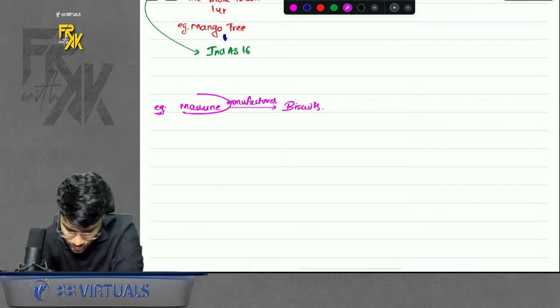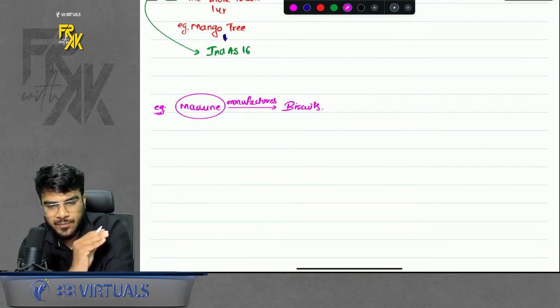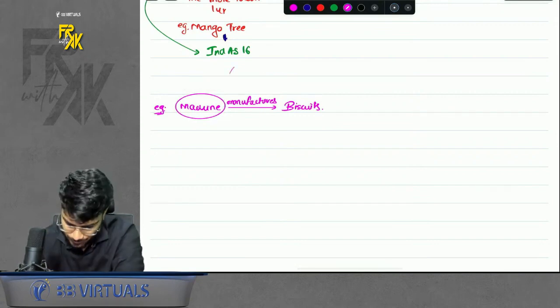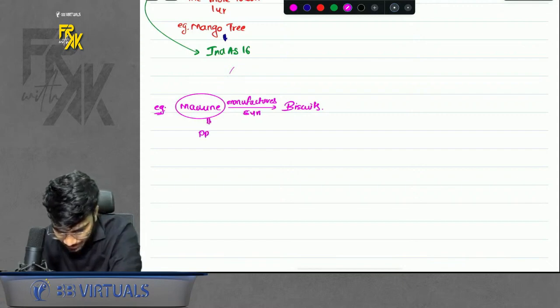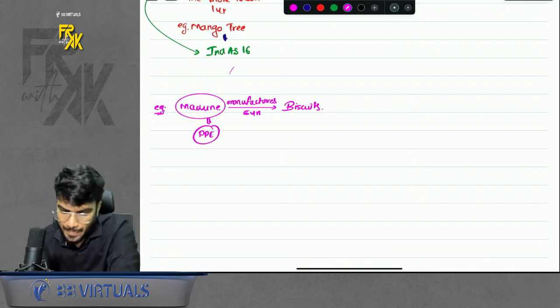Okay. So through this machine, you can manufacture biscuits for multiple years. Let's say for 5 years, you can manufacture biscuits. So this machine is a PPE for a company, no? It is a property, plant and equipment for a company.